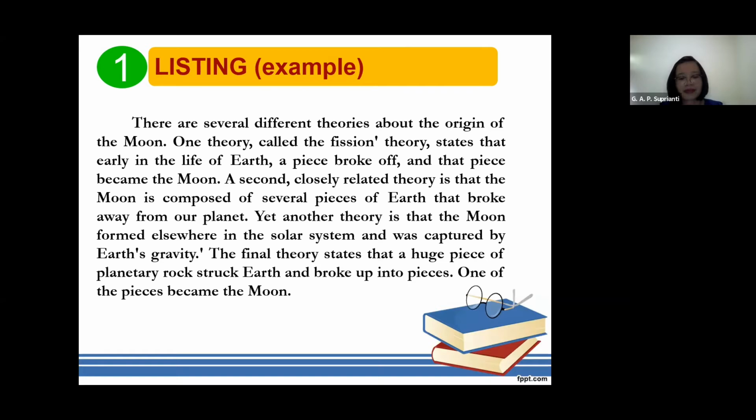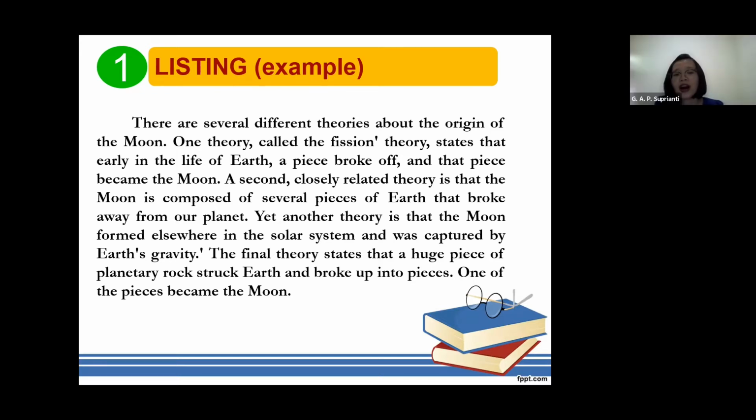The final theory states that a piece of planetary rock struck Earth and broke up into pieces. Would you like to mention the signal words, the markers that show this is the next theory? The final theory. The final theory states that a huge piece of planetary rock struck Earth and broke up into pieces.